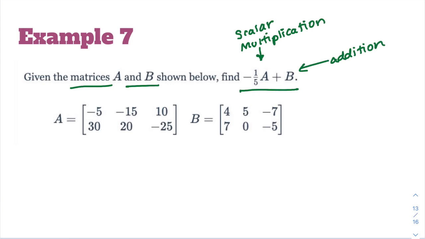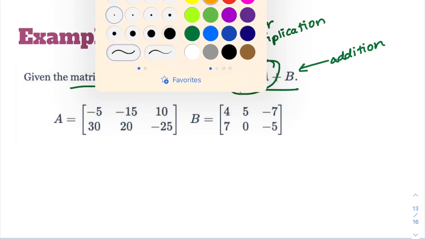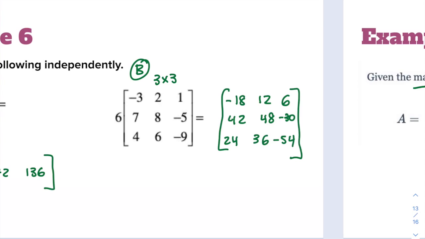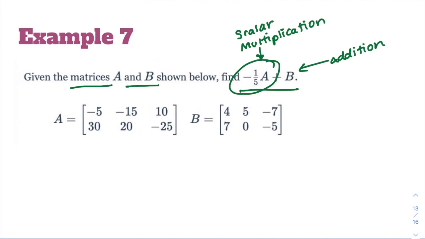So first, let's go ahead and find -1/5 times matrix A. And we can just set this up. So we can do -1/5 times matrix A. So -5, -15, 10, 30, 20, -25. So I'll figure that out. And then I'm going to add matrix B to it if I'm allowed to.